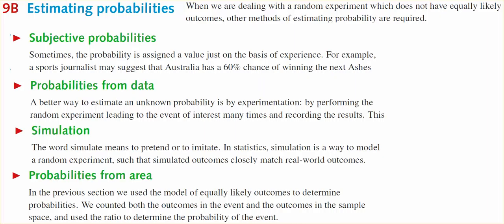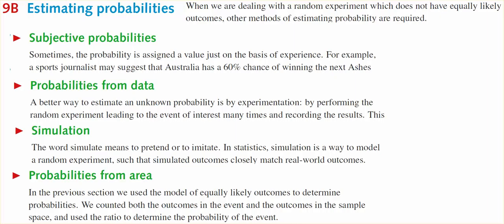We could use 4 different methods to estimate those probabilities. Now these are estimations. The first one is subjective probabilities. Someone says that Australia's got a 60% chance of winning a football match, therefore we use 60% as the probability. It's subjective. It's someone's feeling based on experience.